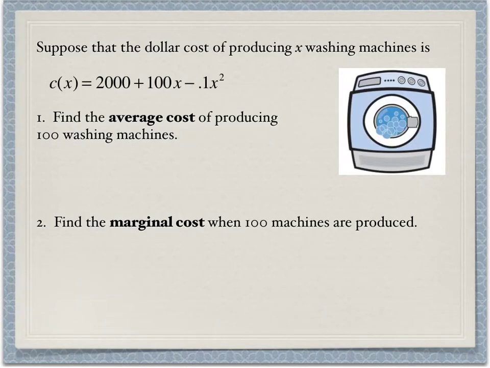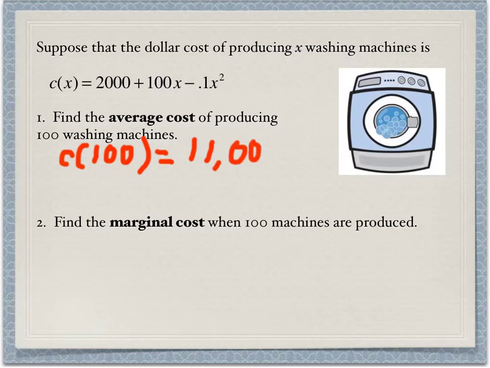Average cost of producing 100 washing machines. Here's our economics lesson here. And this is the dollar cost of producing X washing machines. The average cost of producing 100 of these, well, I'd want to try to figure out what would my cost be of producing 100. So I would just put 100 in place of X like this. And when I do that, I would get a grand total of 11,000, like that.